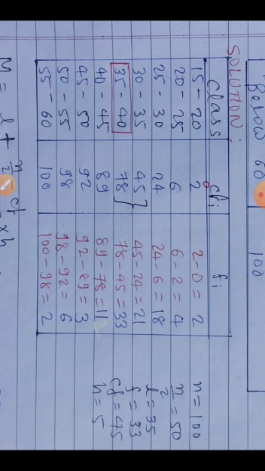So making the class column is very simple. You have to remember only one thing: whether the given data is placed at the lower or upper boundary. That you have to remember.